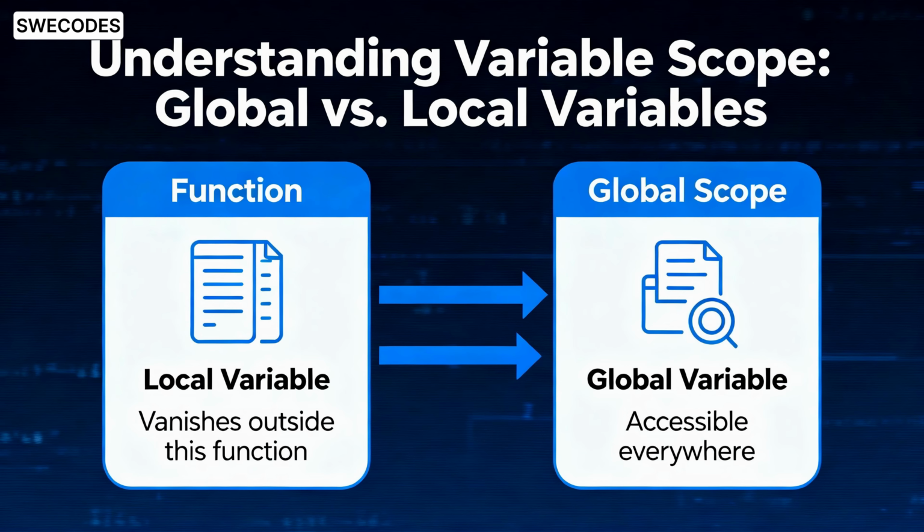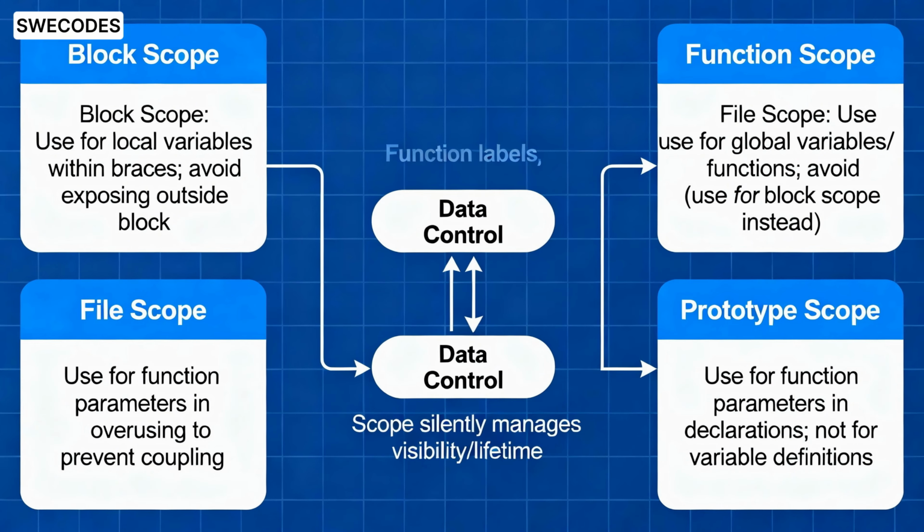Ever wondered why some variables in your program seem to work everywhere, while others just vanish outside a single function? That's variable scope, and we're diving into one of the most powerful and dangerous features in programming: global variables. By the end, you'll know exactly when to use them, when not to, and how the scope system in C silently controls every piece of data in your program.